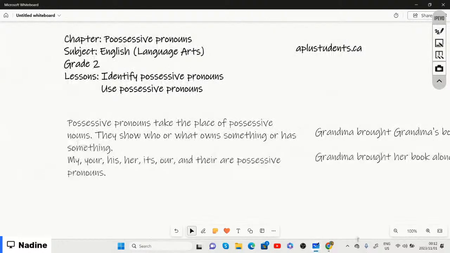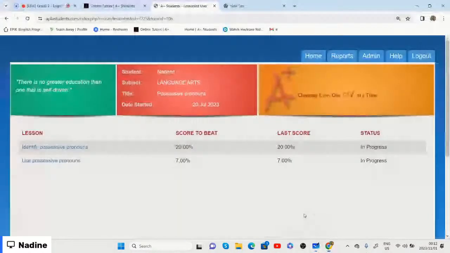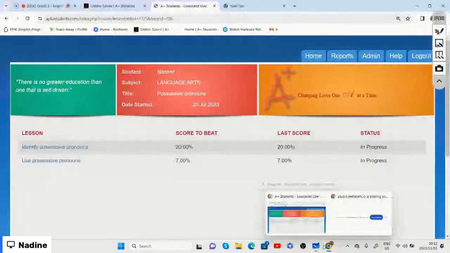All right, let's go to aplusstudents.ca. We are still on possessive pronouns. Now we're going to identify possessive pronouns. All right, so if we identify possessive pronouns, let's click in there.